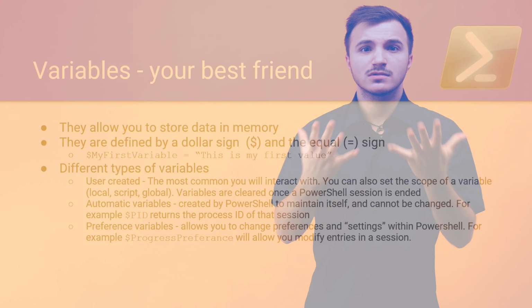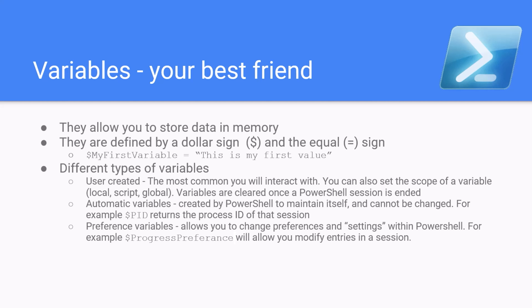I don't know. Variables. Variables are your best friend, right? And I think this is one of the advantages over what you can achieve in command prompt. Now, I get that you do have variables, but they're mainly used as environment variables, not variables in the context of Java and Python and things like that, right? So what is a variable? A variable allows you to store data that is in memory, right? These are defined by a $ and an equal sign. So the $ indicates that this is a variable, where the equal sign actually assigns the value to that variable.